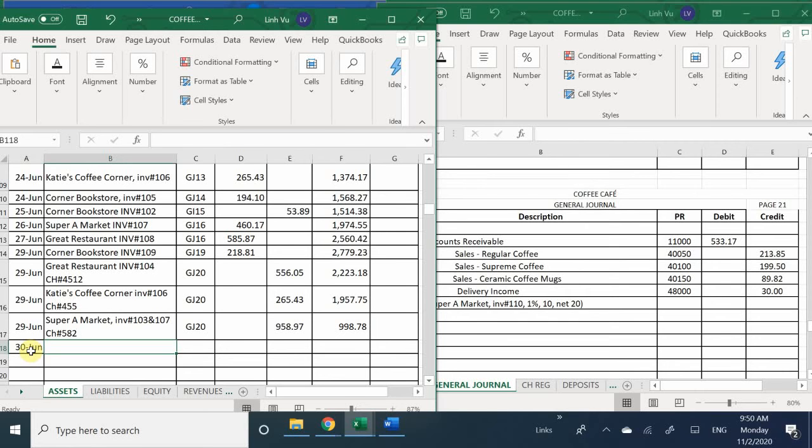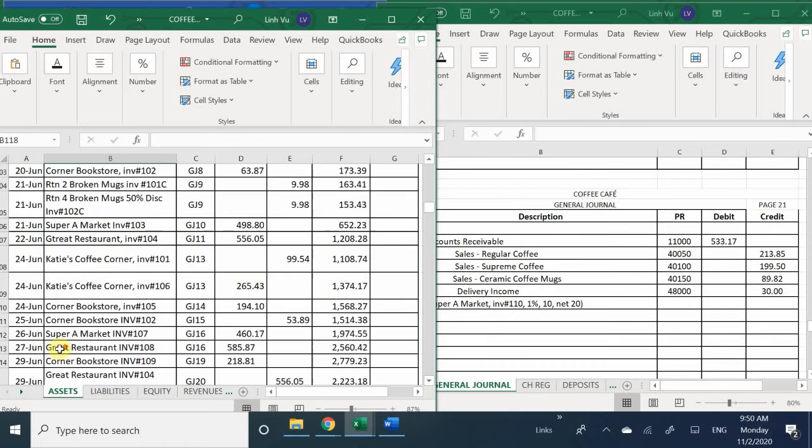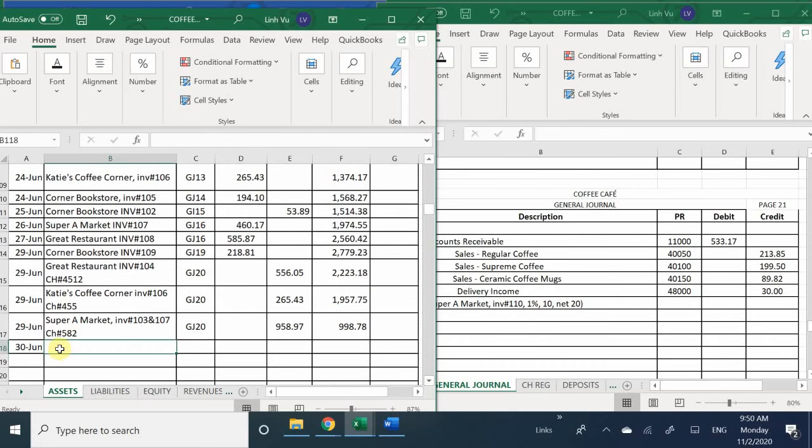Okay, so here we are at accounts receivable. The date will be June 30th. Accounts receivable, and it would be Super A Market invoice 110, General Journal 21, and our debit will be 533.17.